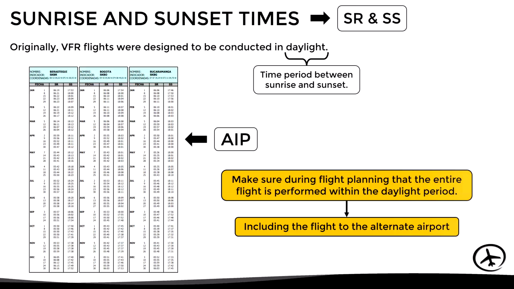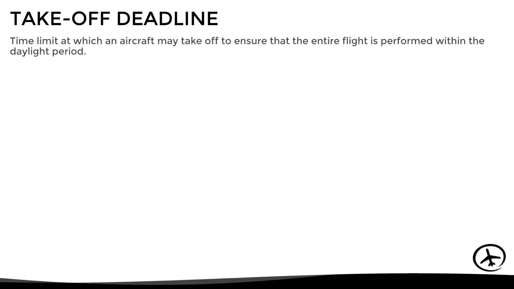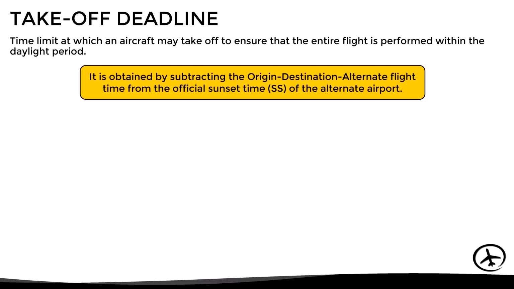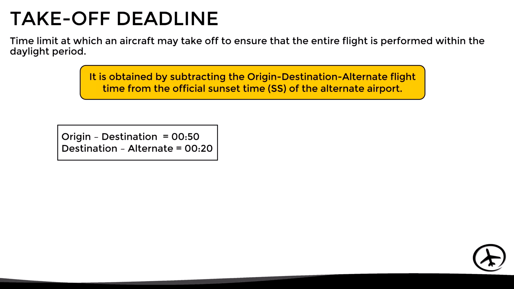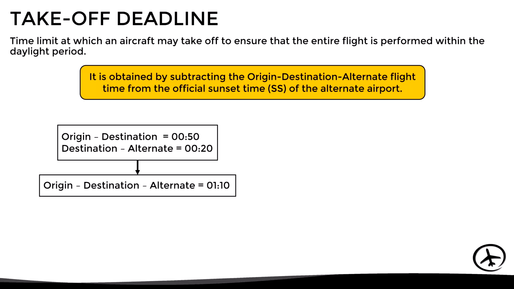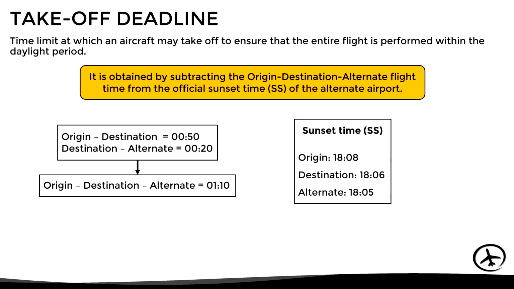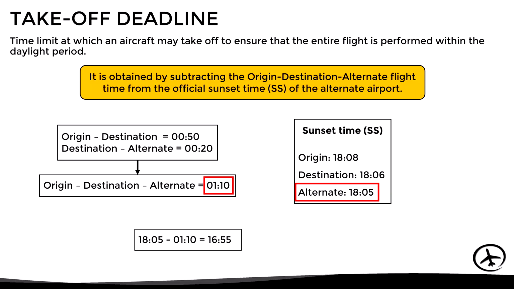In order to comply with this, we have to calculate the takeoff deadline. This is the time limit at which an aircraft may take off to ensure that the entire flight is performed within the daylight period. It is obtained by subtracting the total flight time from origin to destination, and from the destination to the alternate airport, from the official sunset time of the alternate airport. Let's see an example. Let's say that the flight time from origin to destination is 50 minutes, and the flight time from the destination to the alternate is 20 minutes. This means that the total flight time is 1 hour and 10 minutes. Now, taking into account the sunset time of the alternate airport, which is 18:05, we have to subtract the total flight time of 1 hour 10 minutes, thus obtaining a takeoff deadline of 16:55.